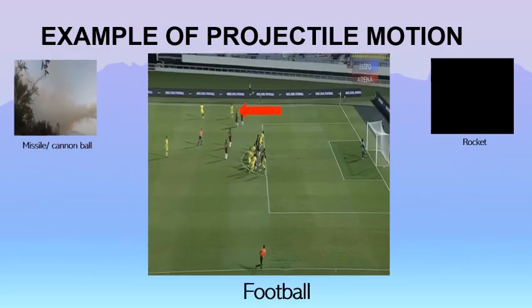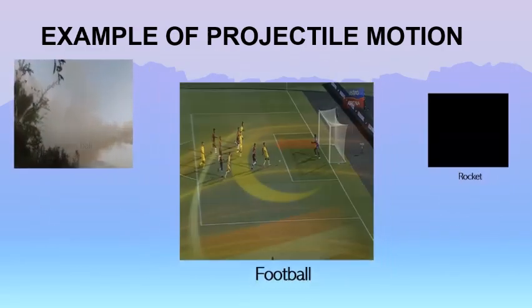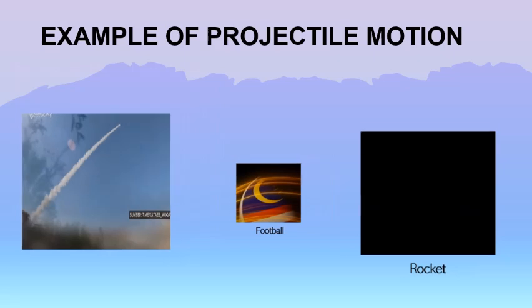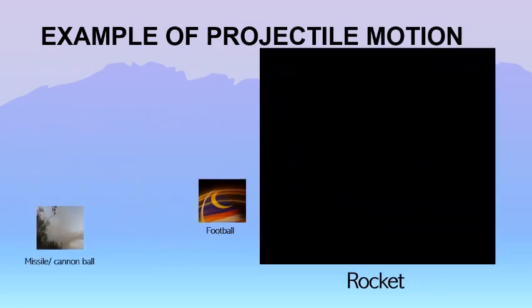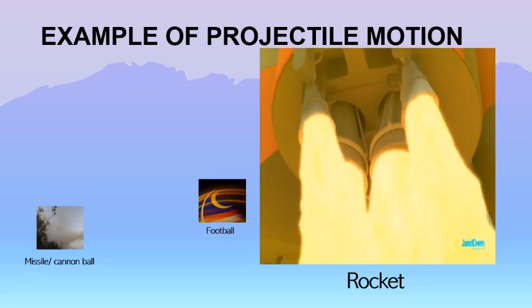Look at the ball. It will move in a parabolic shape after being kicked. The missile also moves in a parabolic trajectory. Finally, have a look at this rocket motion. About 20 seconds after liftoff, it'll start pitching over to the side.